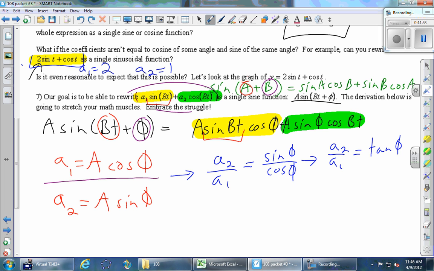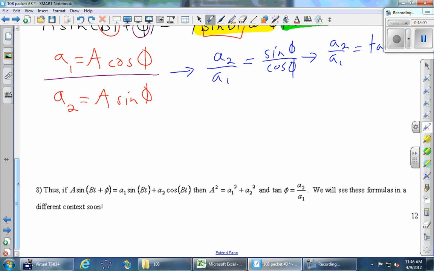Okay, to find capital A, that's the other unknown we're after, I'm going to do something kind of funny. I'm going to take both of these equations, square them, and add the 2 equations. So on the left-hand side, you square it, you get A1 squared plus, we're going to add the other left-hand side, squared, A2 squared equals. Square the right-hand side, A squared cosine squared of phi plus, what's the other one?